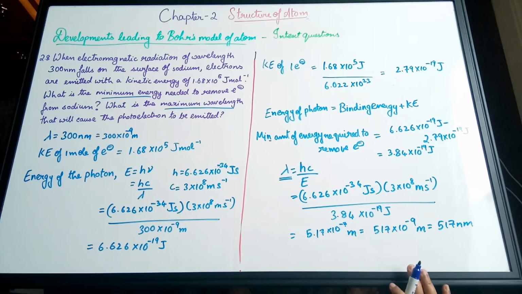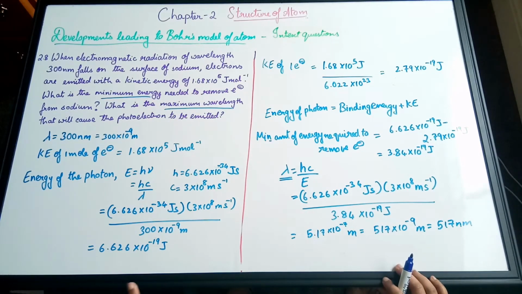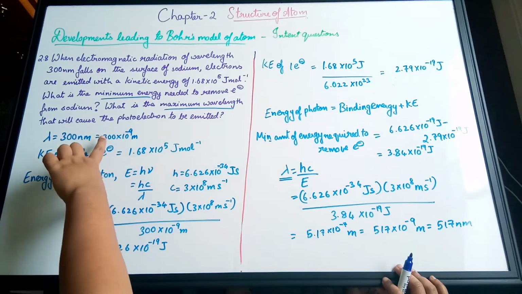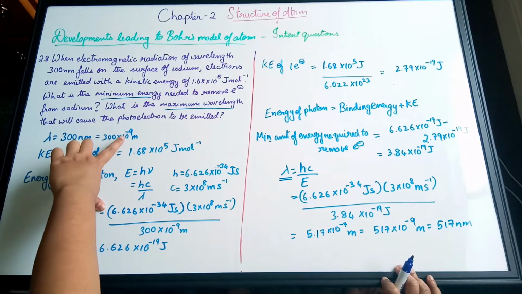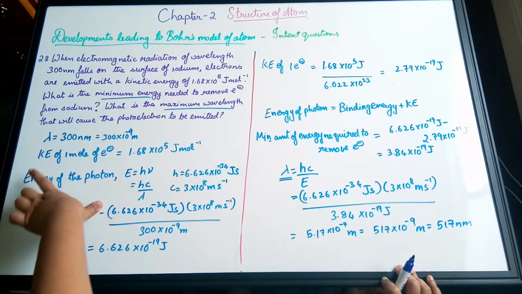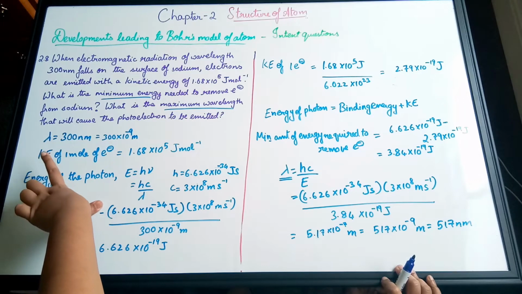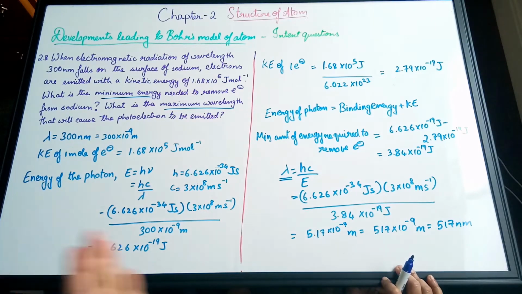So this question, first of all, to start with, involves the concept of photoelectric effect. We have been given the value of lambda of the incident electromagnetic radiation, and that was 300 nanometers, which is equal to 300 into 10 to the power minus 9 meters. Now we were also given the kinetic energy of 1 mole of the electron which was ejected out.